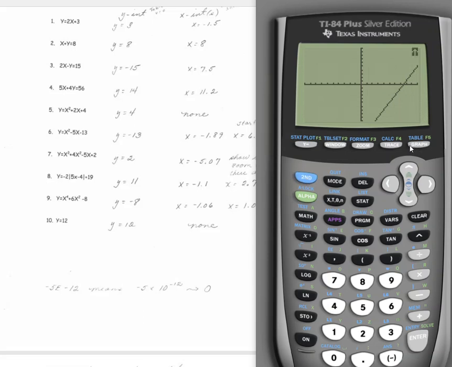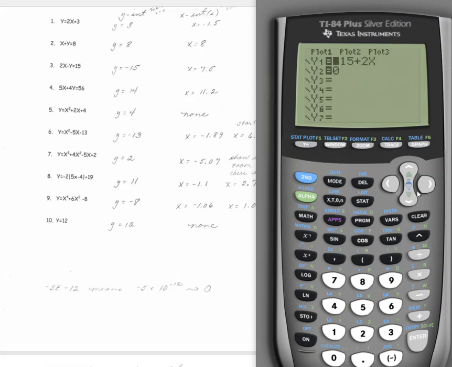Let's do 2nd Calc 5, Enter, Enter, Enter. We get 7.5 for the x-intercept. 2nd Table, and we get negative 15. So with the table, you don't have to be able to see it. If you were doing some other ways, you'd have to see it, but we're good with this one.